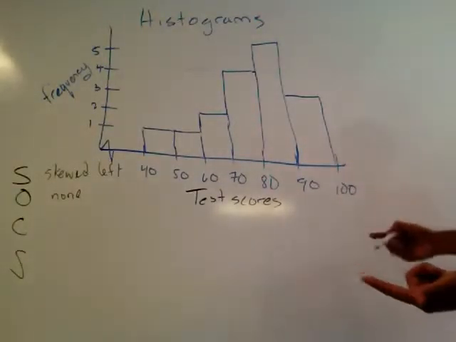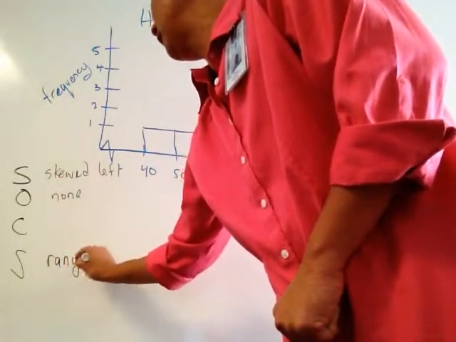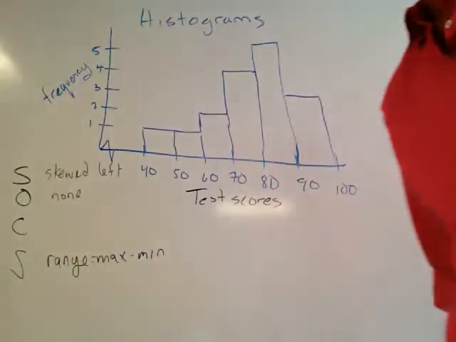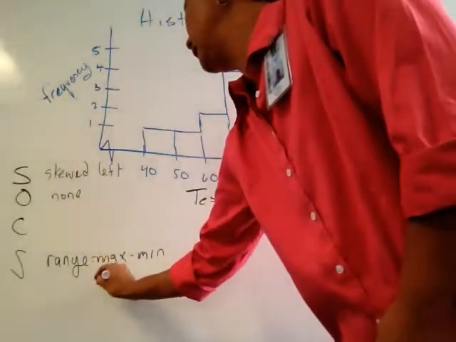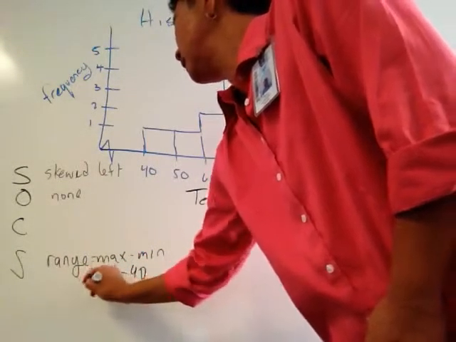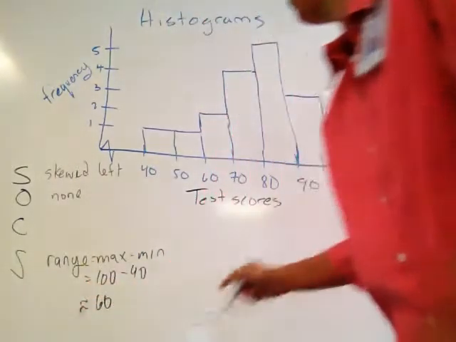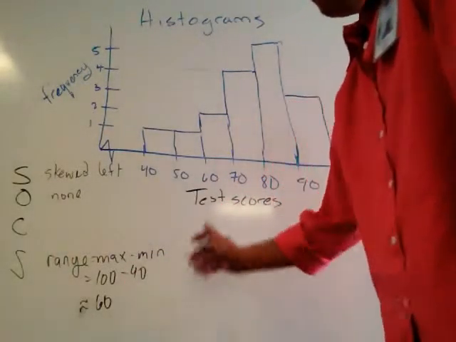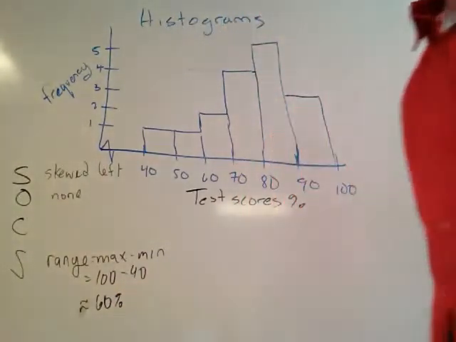So the spread that we talk about right now is the range. The range is given by the max value minus the min value. And in a histogram, we're just going to take the two endpoints. So in this case, it's going to be 100 minus 40, which is 60. So our range, in fact, is about 60. I'm not sure if I have a score that's 100 or a score that's 40, so I'm going to use that approximately symbol. So it's approximately 60. And if we want to talk about test scores in percentages, approximately 60%.